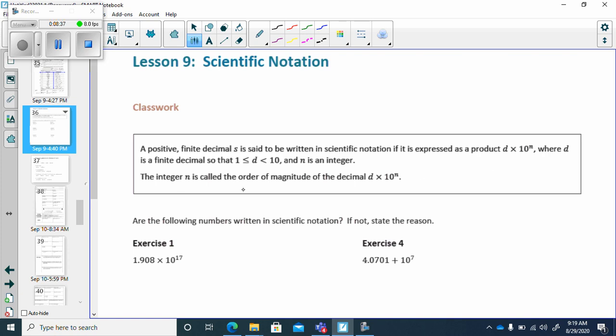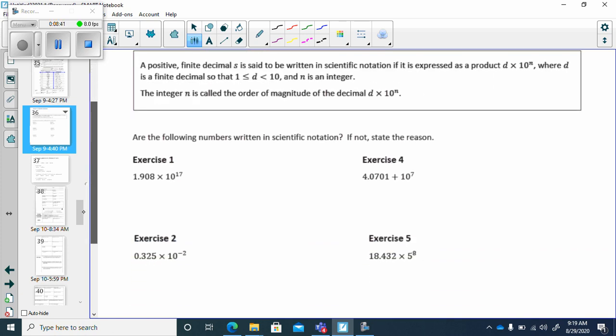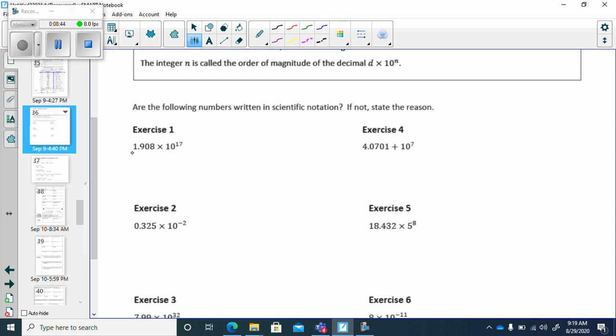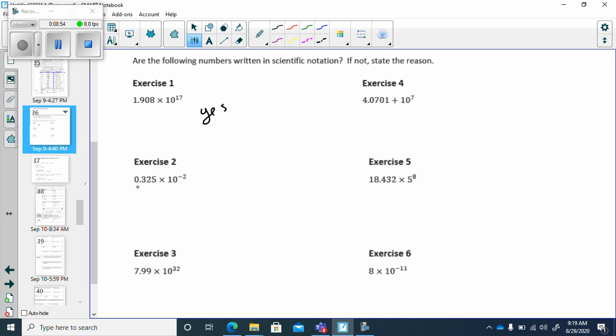Okay, we've talked about what scientific notation means. Are the following written in scientific notation? If not, state the reason. That one is, it's got the 1 decimal here, greater than or equal to 1, less than 10. So this one is. Is this one? No. Why? Because this 0 is not greater than or equal to 1 and less than 10.